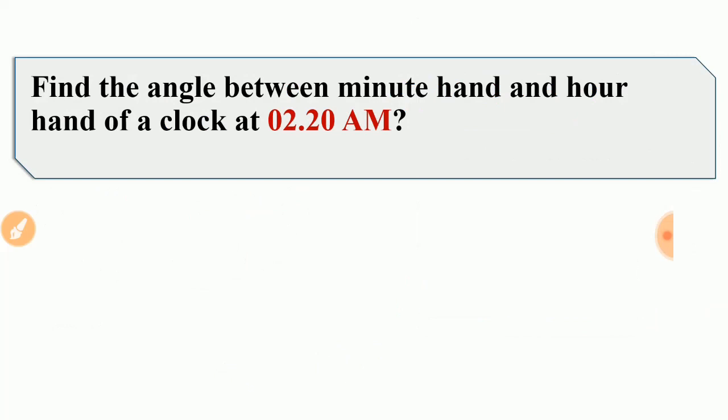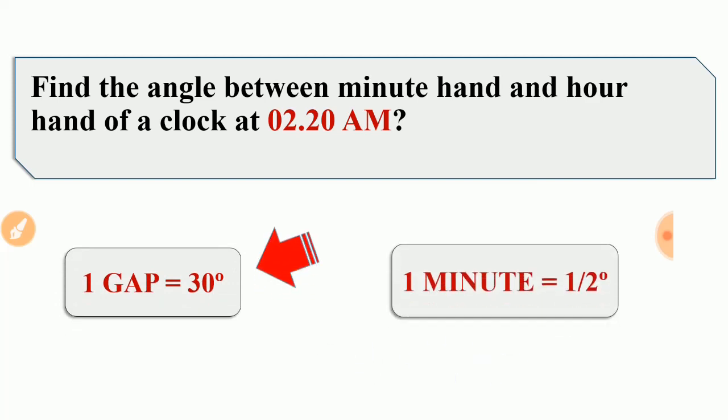If you are clear about these dials and the angles, then we can start with the next point. Next lesson. Let me explain with this example: find the angle between the minute hand and hour hand of a clock at 2:20 a.m. As you can see, the time is 2:20, not 2, not 3, it is 2:20. One gap is equal to 30 degrees, we know this, and 1 minute is equal to half a degree. That's also clear for us right now.